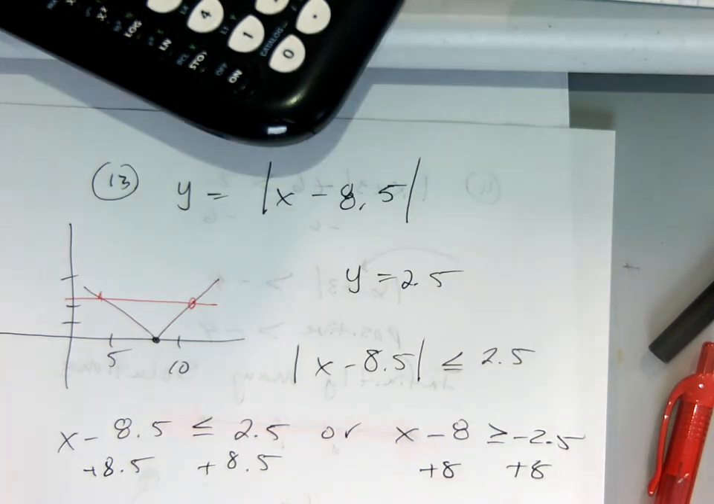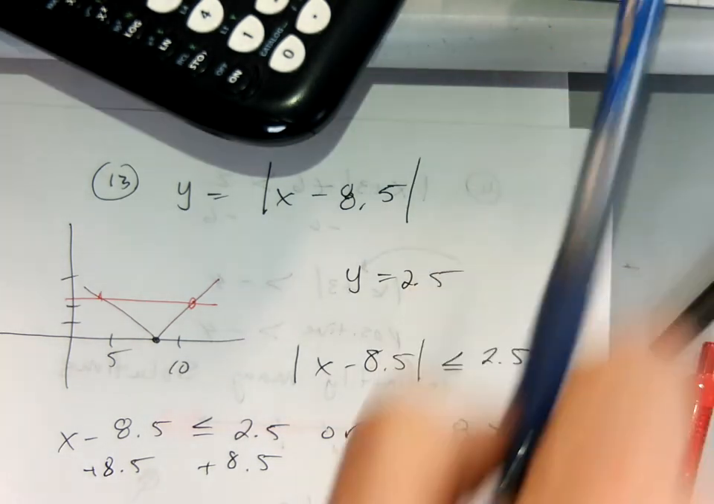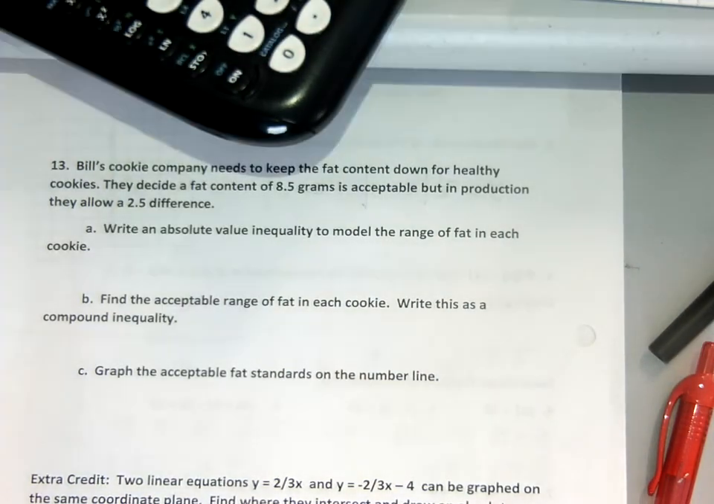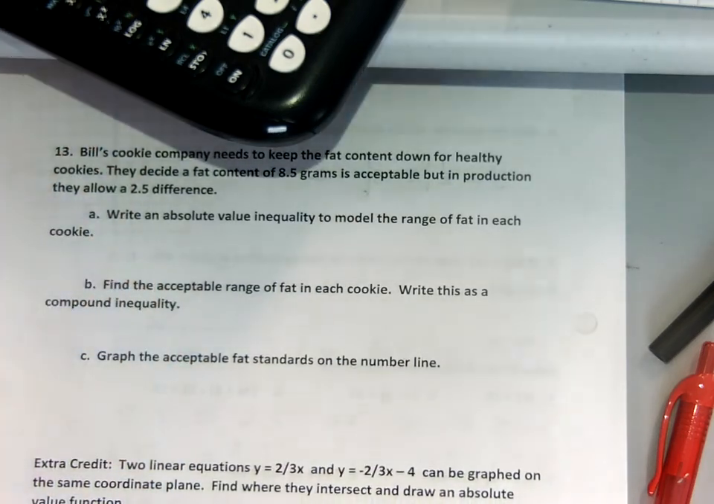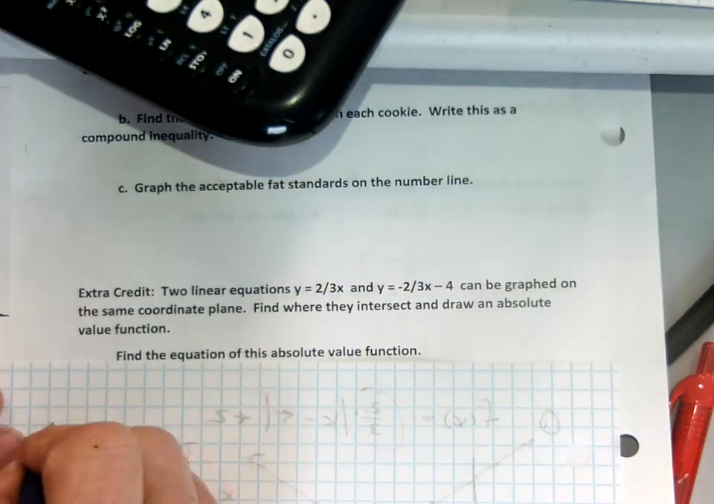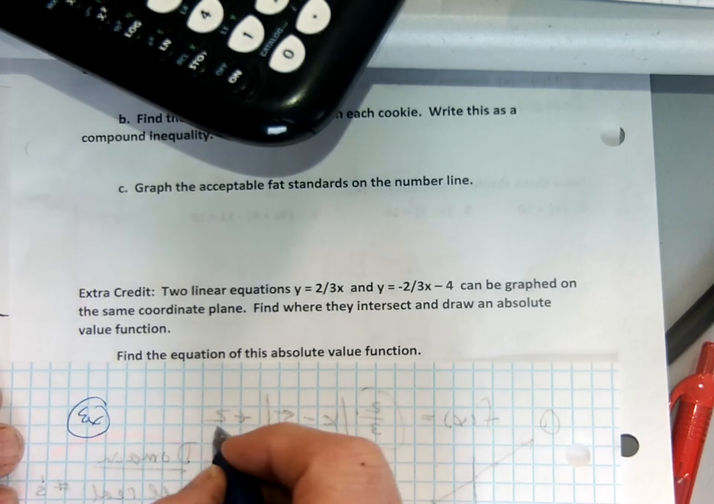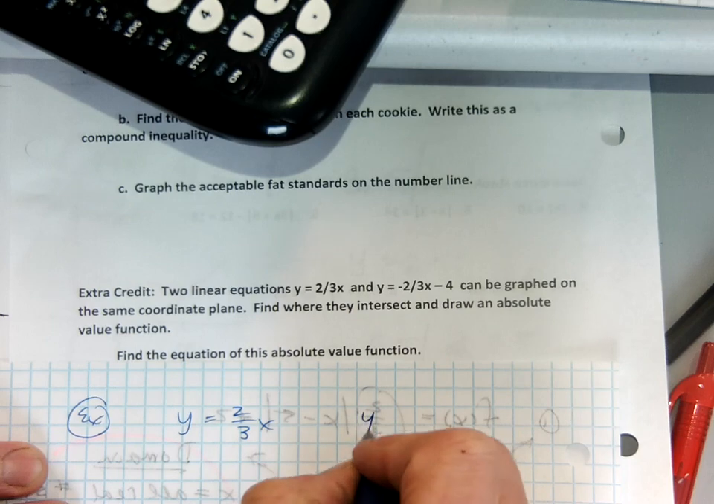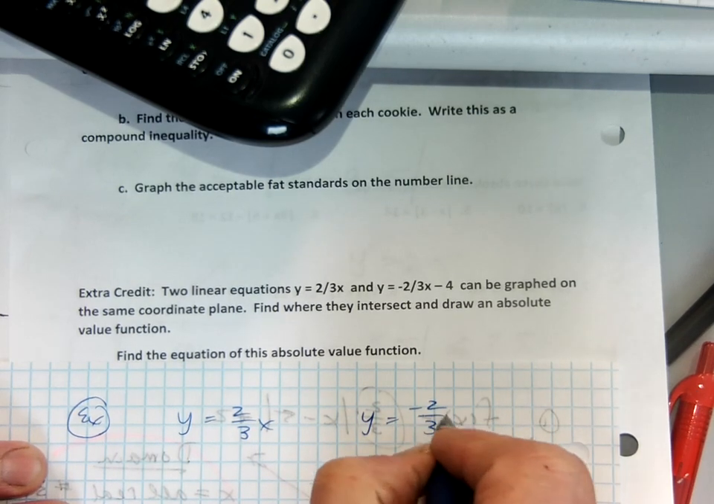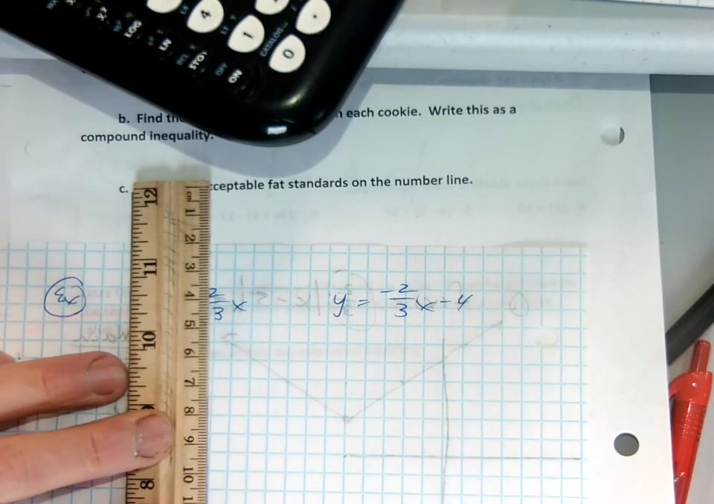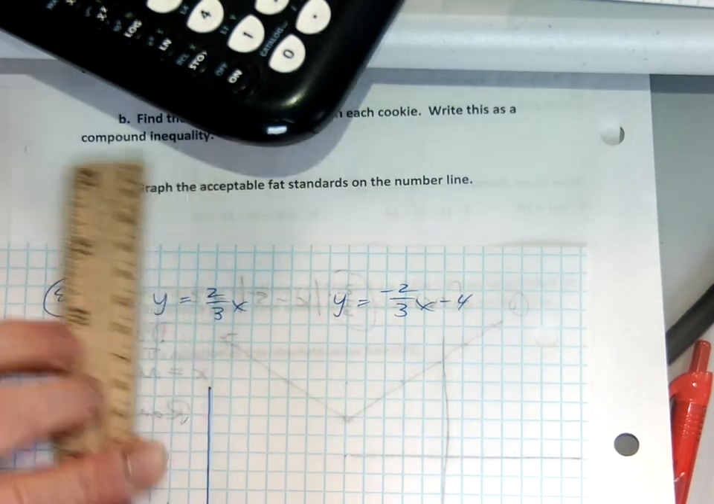Now, extra credit, what you're going to try and do, and I'll just show you a picture. I'll let you see if you can figure it out, because that would be great if you could figure it out, is that you have these two equations, okay? So extra. You'd have y equals 2/3 x, and y equals negative 2/3 x minus 4. If you graph these two, you're going to see that they can connect, okay?